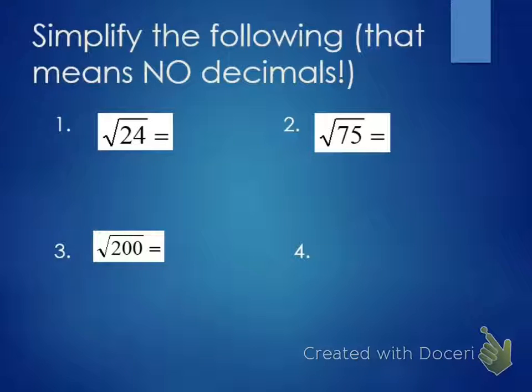On number 3, can we think of any perfect square numbers that divide into 200? 10 and 20. 20 and 10 are not perfect square numbers. 2 and 100 would be correct. Which of these is a perfect square number? 100 is a perfect square number.